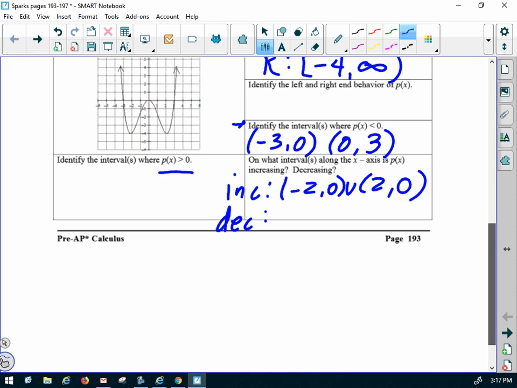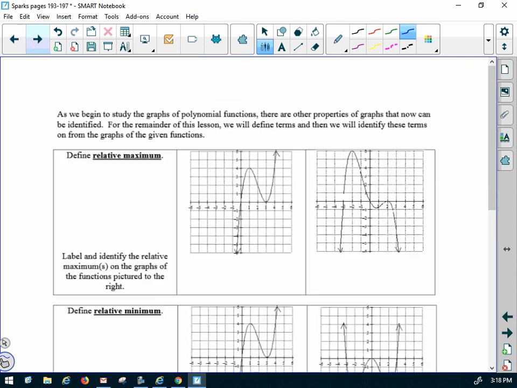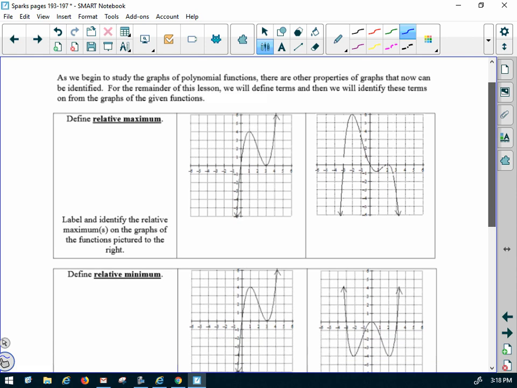Decreasing. Where's that function decreasing? From negative infinity to negative 2, right? And because, never mind, I don't want a because there. I'm so used to calculus, where we defend everything. All right.